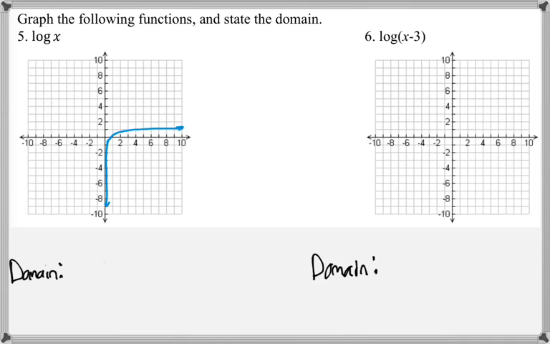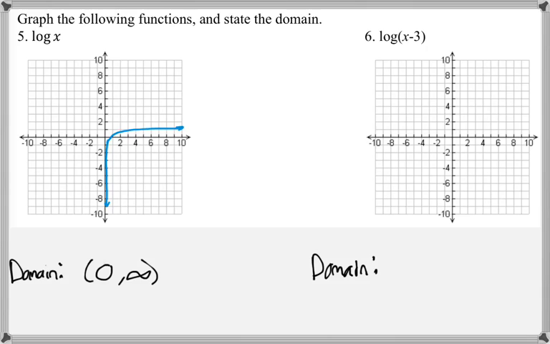Okay, so they want us to declare the domain. Now, domain is talking about how far left and how far right does your function go. Well, it goes as far to the right as it can, so it's going to go all the way to infinity. But going to the left, it goes all the way to 0, and it actually doesn't reach 0. So it's going to be 0, infinity.